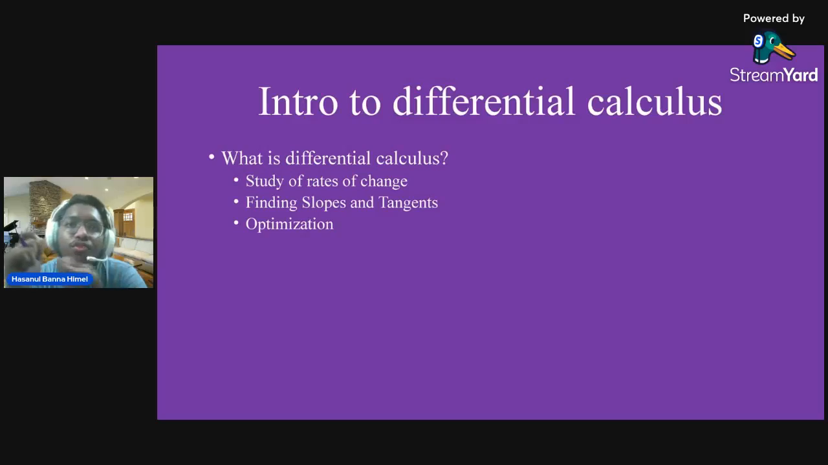If we go at 51 miles per hour, then you can increase your speed to 52 miles per hour. So there are differences. There are many decimal points in between 51 and 52. In differential calculus, we can study the rate of change.